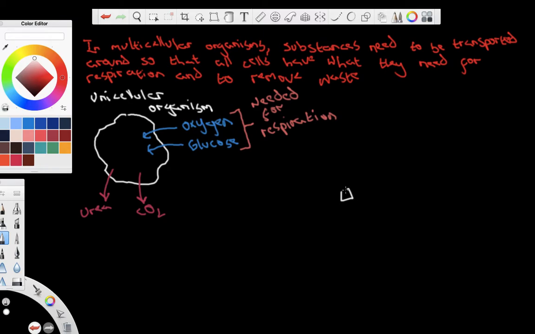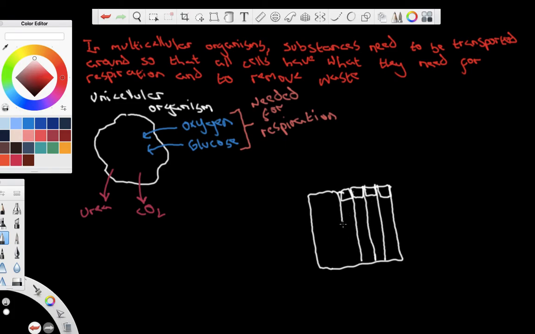So if we've got a multicellular organism, which I'm going to draw as these blocks, like so. In fact, what would be an easier way to do it is to just draw a big square and divide it up like so. So this is my multicellular organism. Each one of these squares represents a cell. The reason it's multicellular is because it's made up of more than one cell. It's made up of many cells, which we discussed back in B1.